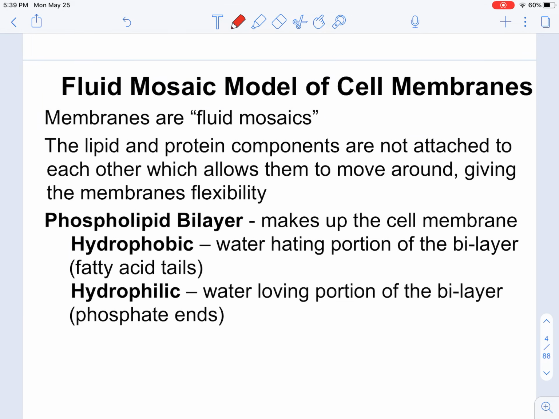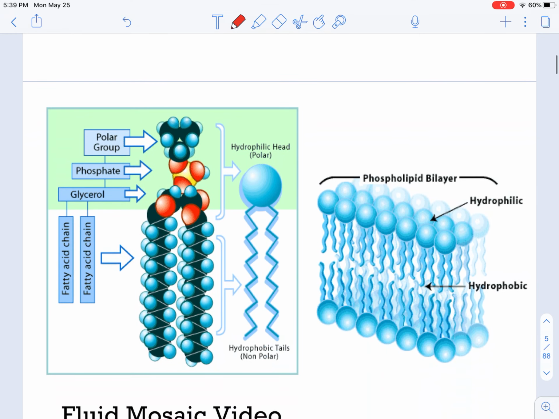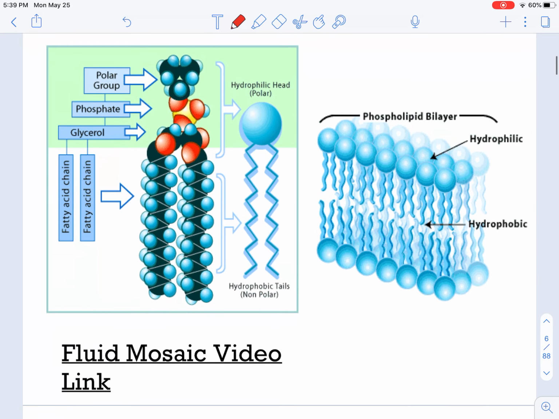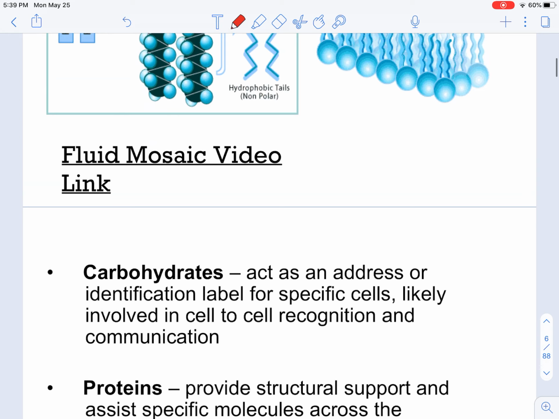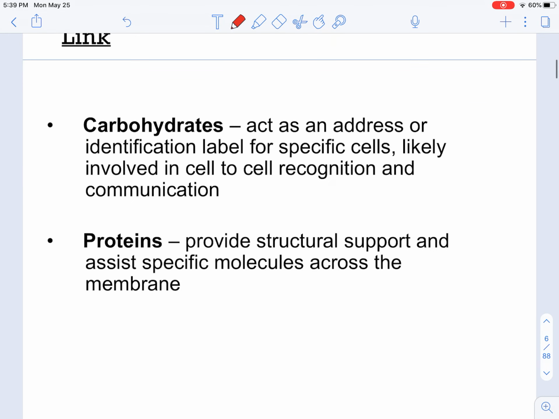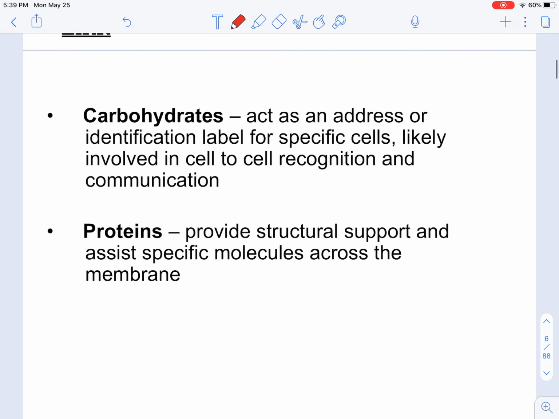So we call this a fluid mosaic model. Some of the video clips that you can watch in this topic will show you how floppy and fluid the cell membrane is. It says that the components aren't attached to each other, so the membrane is very flexible, and you can imagine something made of a lipid, how soft and sort of mushy that texture of a lipid is. You can have a look at the video to see it in animated form.